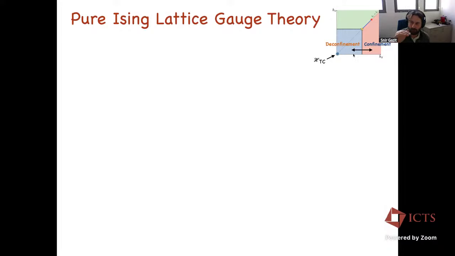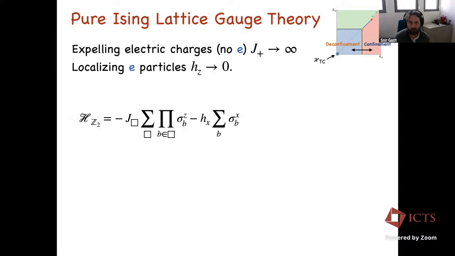Now, let me consider two limiting cases. One along the horizontal line here, which would lead to this emergent gauge theory structure I advocated before. So in this limiting case, we basically expel all the electric charges, and the resulting Hamiltonian has only two terms, the flux term and the transverse field term. The rest of the terms are basically frozen.